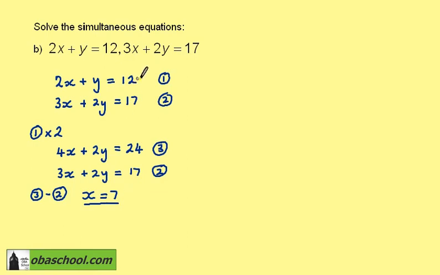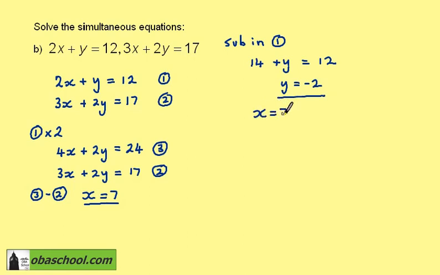When we substitute back in, always choose to go back to one of the original equations, either 1 or 2. In this case, I'm going to substitute into number 1. If x is 7, 2 7s are 14, so I have 14 plus y is equal to 12. Taking 14 from both sides gives y is equal to minus 2. So my final solution is x is 7 and y is minus 2.